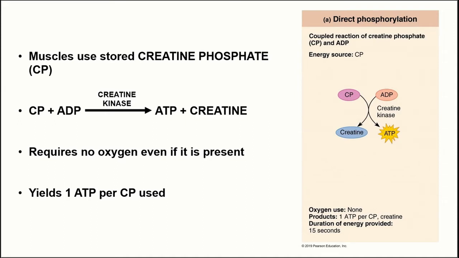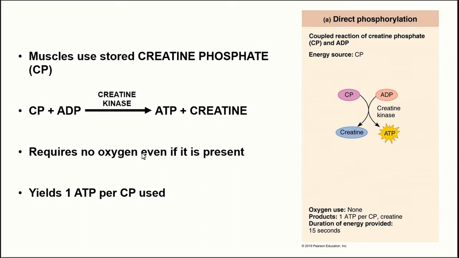So this process uses creatine phosphate, since it has a phosphate molecule on it, and ADP. And what it does is it uses an enzyme called creatine kinase to transfer the phosphate group from CP to ADP. And in the process, we make ATP, and then the creatine phosphate, after it's had its phosphate group removed, is just referred to as creatine. And so those are the 2 products that we end up with at the end of this reaction here.